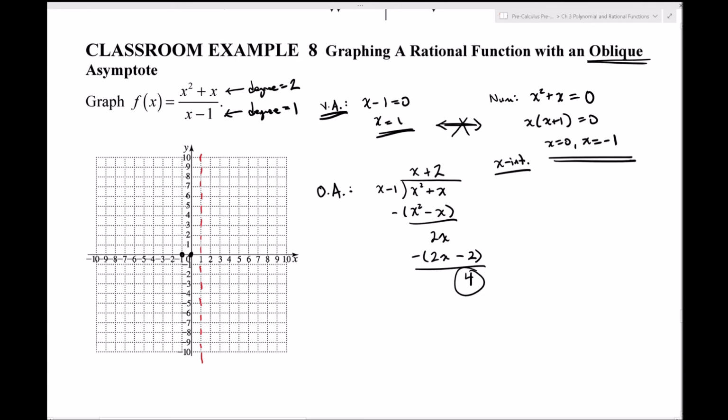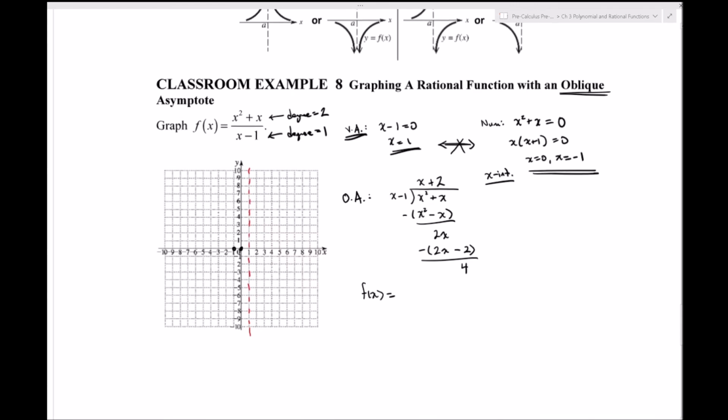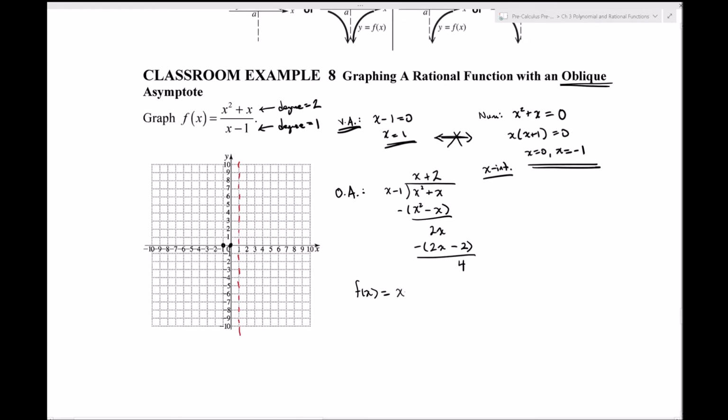We compare them, and we have a difference of 4. And since the 4 has a degree 0, 1 smaller than the divisor, x minus 1, which has a degree 1, then we stop. So then we write the function f of x as the same as, in this case, 4 is the remainder. Actually, no. We write x plus 2, which is the quotient first, plus the remainder divided by the divisor, x minus 1.